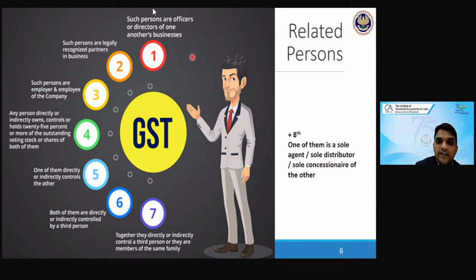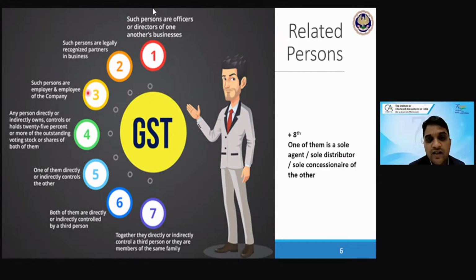Now, who is a related person? Any persons who are officers or directors of one another's business. Such persons are legally recognized partners in business, or such persons are employer and employee. Any person who directly or indirectly controls more than 25% of the outstanding voting shares, and one of them directly or indirectly controls the other. Both of them are directly controlled by another person.